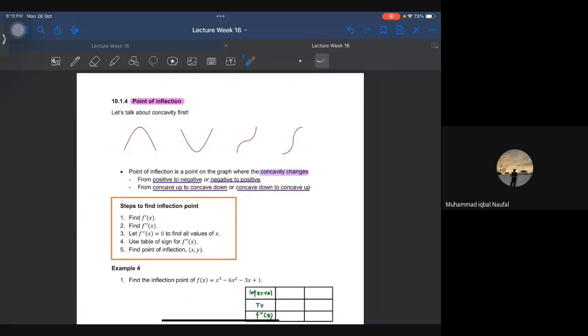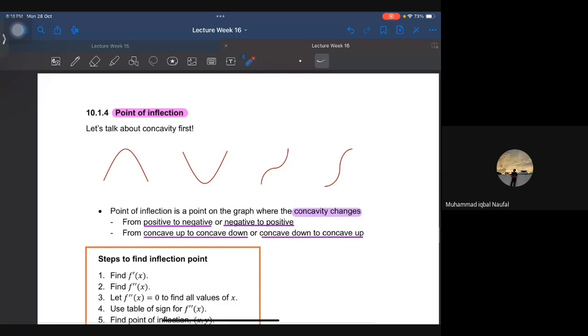Okay, so next in our subtopic is point of inflection. Okay, so before awak belajar pasal point of inflection, let's first talk about concavity. Okay, concavity. Apa yang awak faham dengan perkataan concavity?